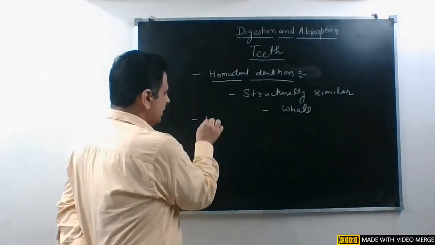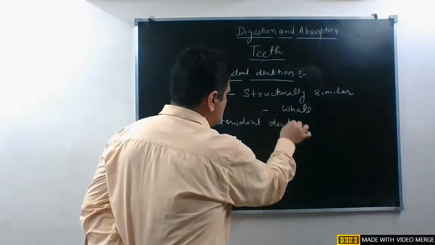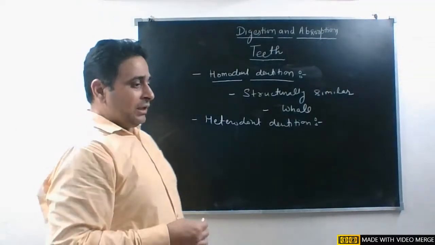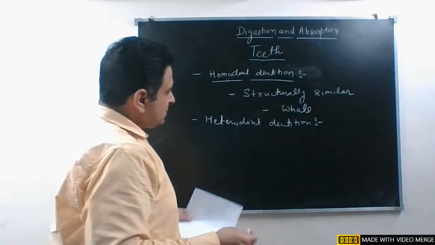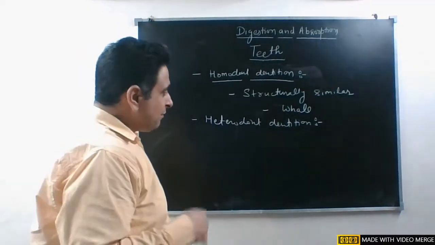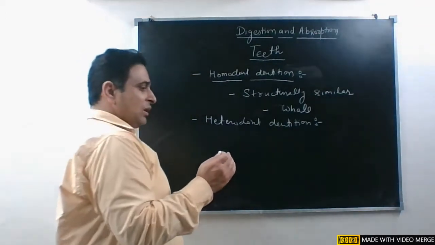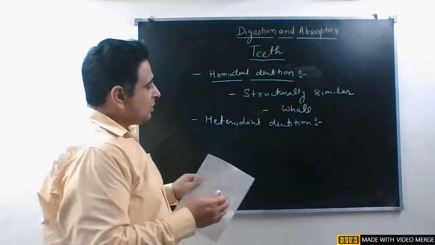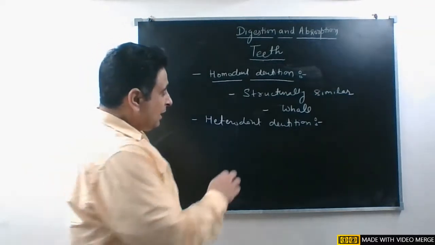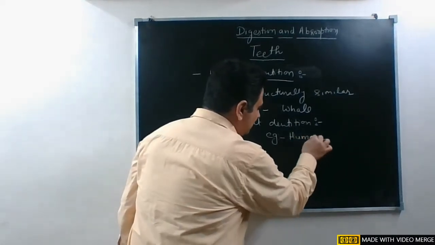Next, students, heterodont dentition. Heterodont dentition means that the teeth present in the organism are structurally not similar to each other. It means the organisms have different types of teeth. So what is heterodont dentition? When the teeth present in the organism are structurally not similar to each other. And the most common example for this heterodont dentition is human.